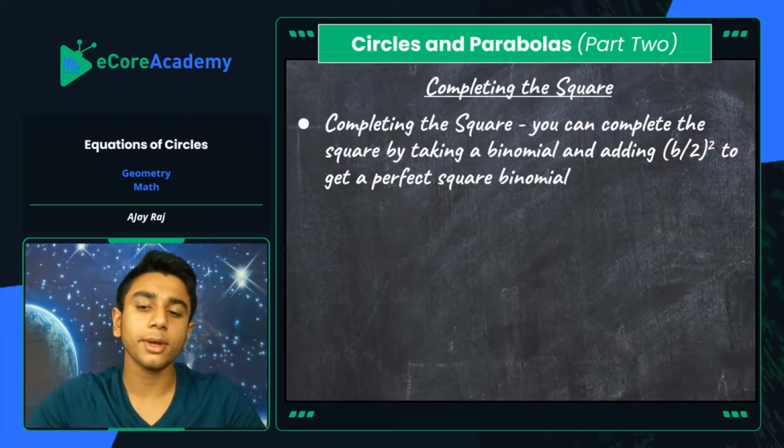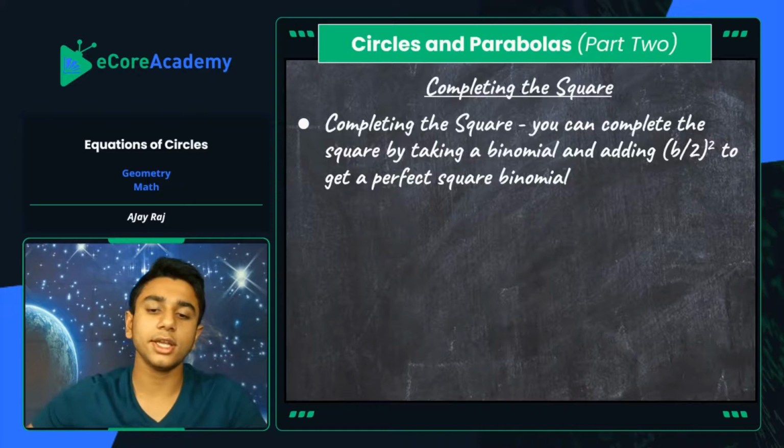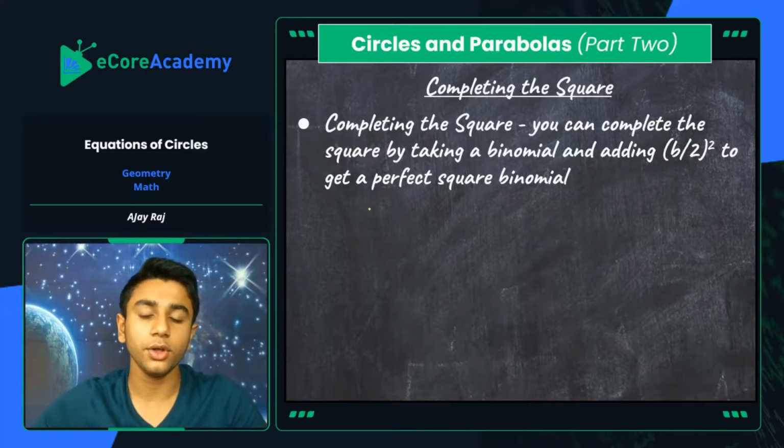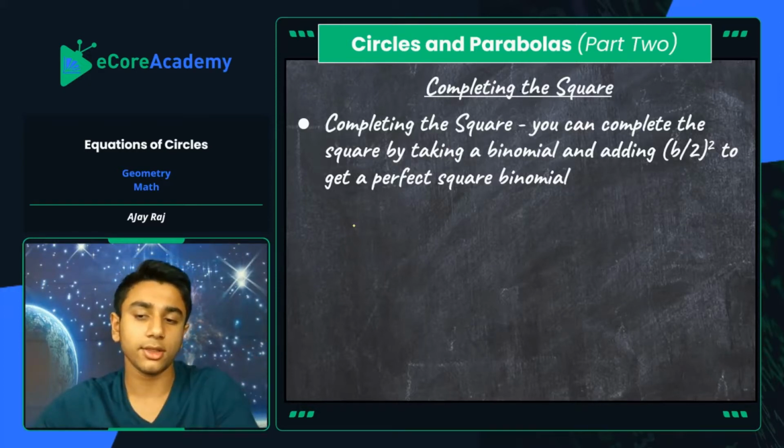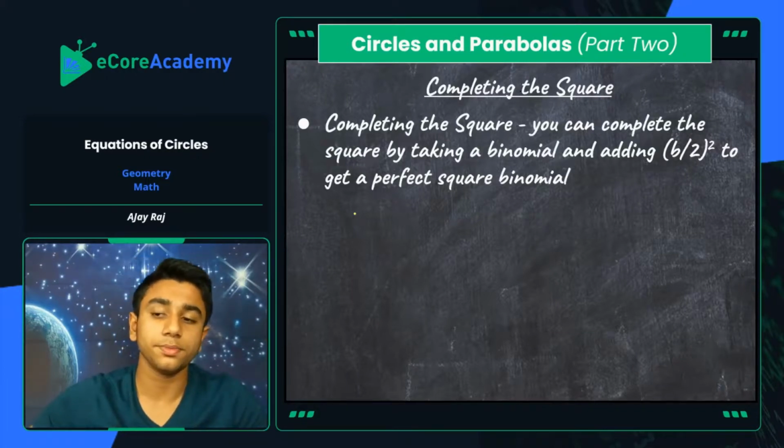You can complete the square by taking a binomial and adding (b over 2) squared to get a perfect square binomial. Now, all that's saying is if you're given an equation in a trinomial, like the standard form equation, like I was talking about, where you're given two binomials multiplied by each other, that's going to equal a trinomial. So let's look at the other way around. We learned how to FOIL, which is basically taking two binomials and making them a trinomial. Let's look at the opposite way, taking a trinomial and putting it back into a binomial.